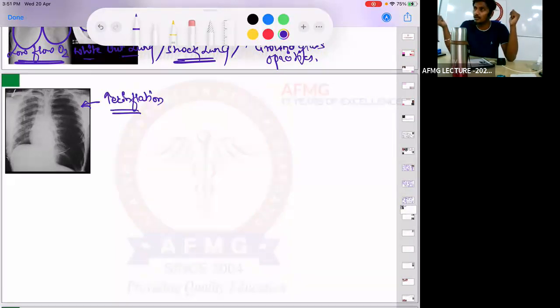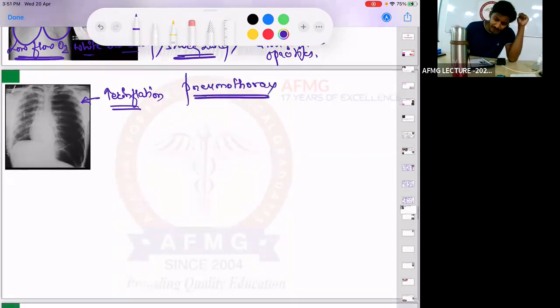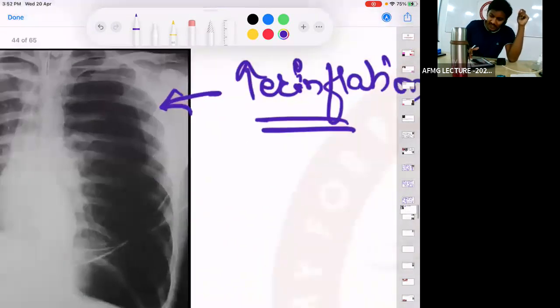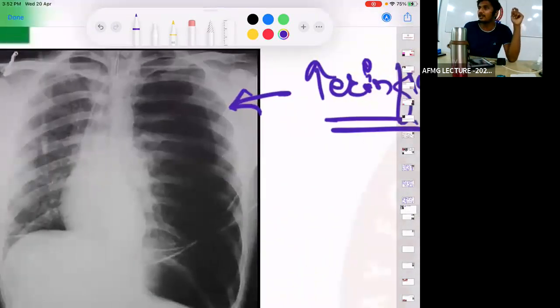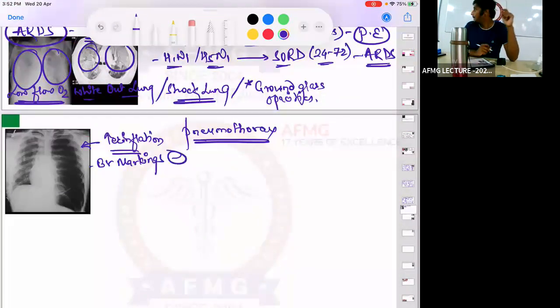Bilateral hyperinflation, unilateral hyperinflation, pneumothorax. If I talk about the X-ray features of pneumothorax, important guys, please remember, here I will see a hyperinflation or increased blackening in one of the lungs. Along with that, can you see any whitish marking of the bronchus or the vessels? No. Please remember, bronchovascular markings are present in cases of emphysema.